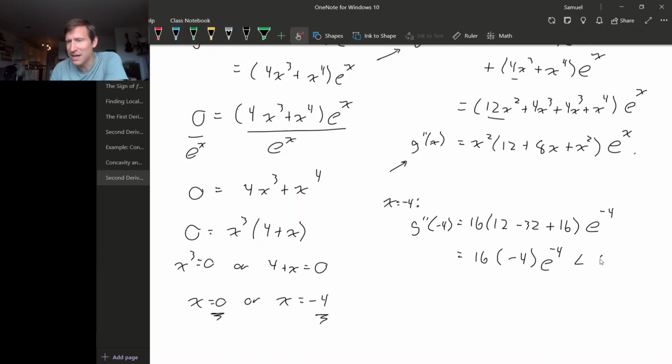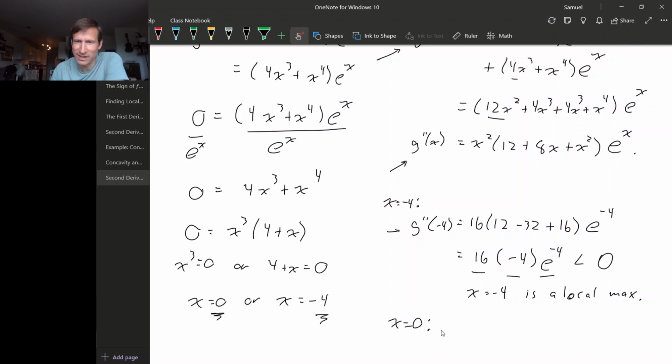Remember, all we care about is whether it's negative or positive, because we just need to know the sign of the second derivative. And this is positive times negative, so it's going to be negative. And that means x equals negative 4 is, when the second derivative is negative, you're at a local maximum. So this is a local maximum. All right. So what about x equals 0?